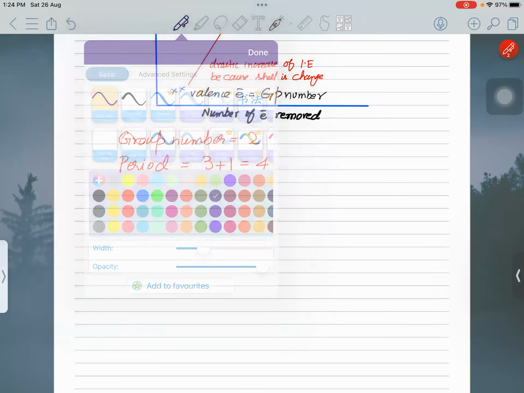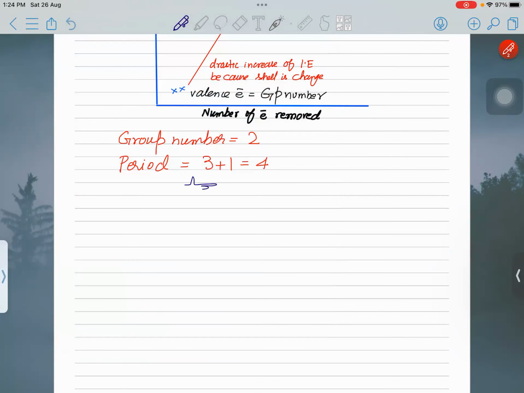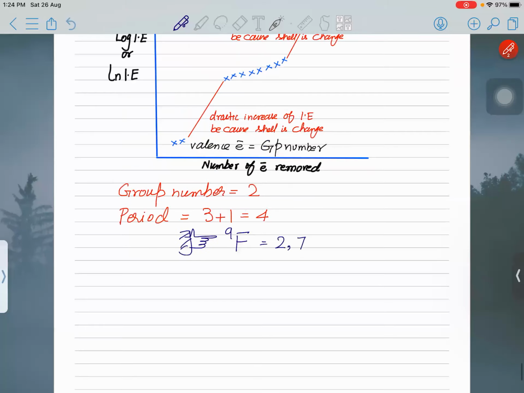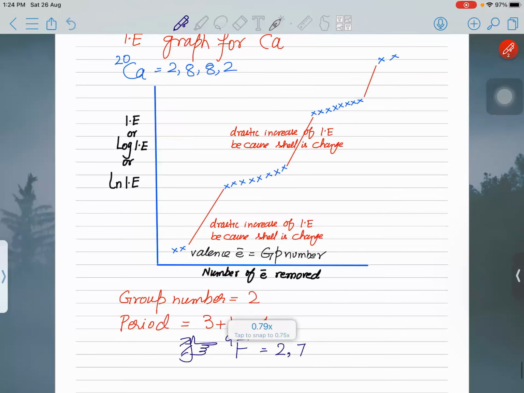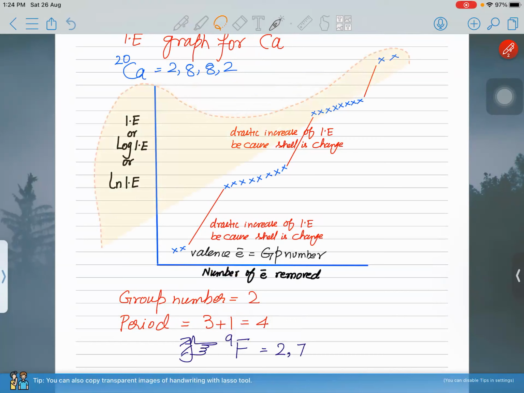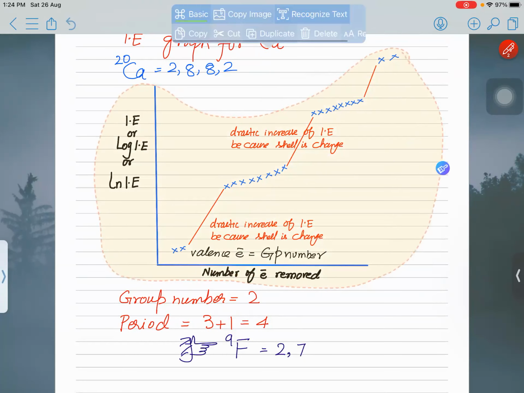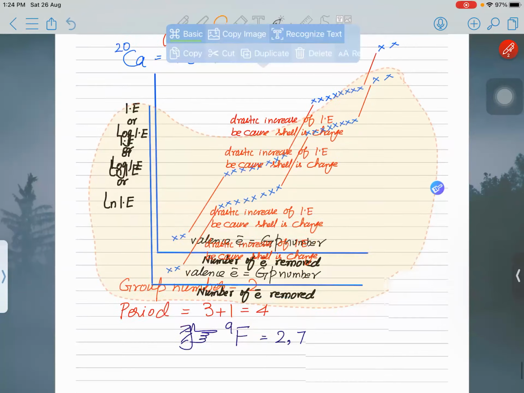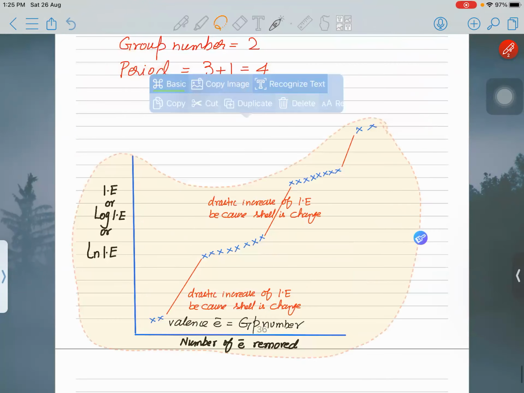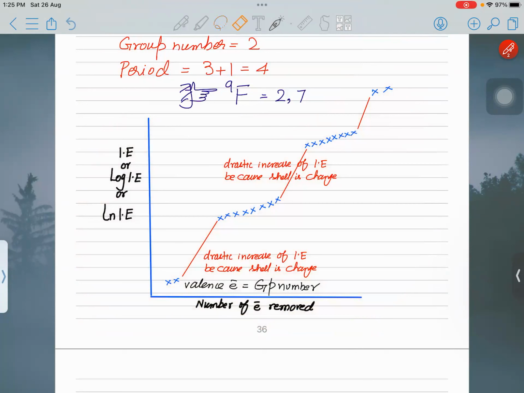Now next is fluorine. Fluorine is 2, 7. Now look at the graph for fluorine. For fluorine, in the first shell you have 2 electrons.